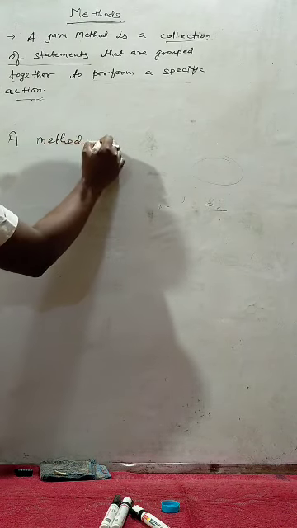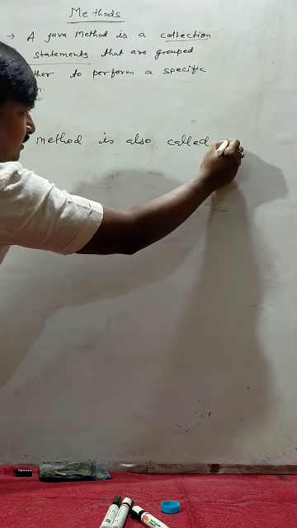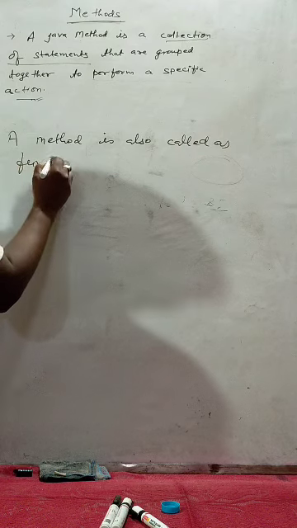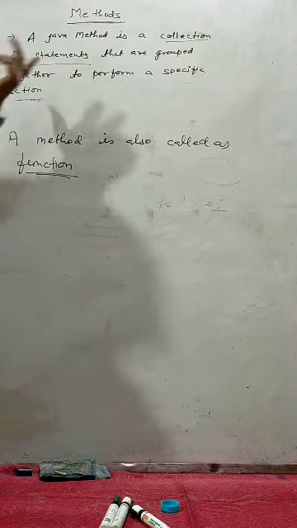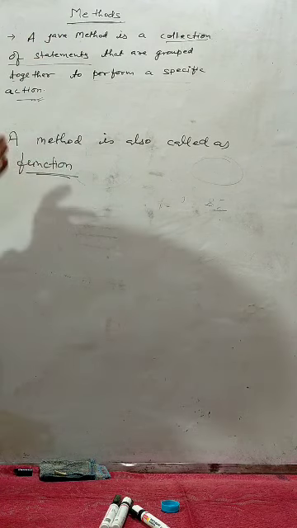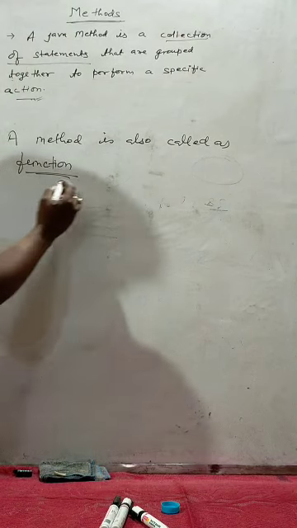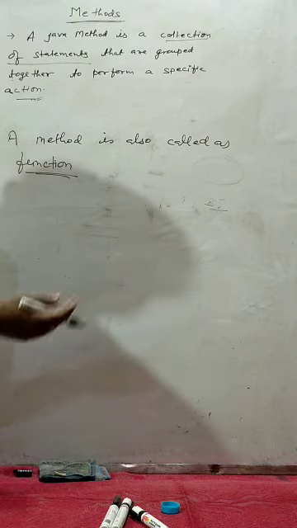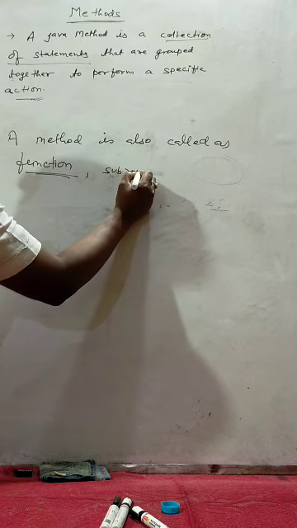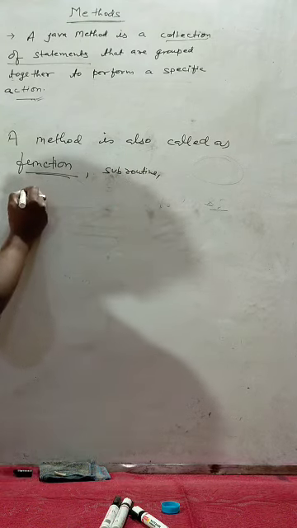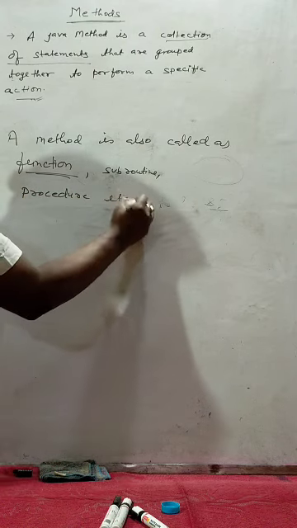A method is also called a function. So sometimes we will call it method, sometimes function, but it is clear that both are the name of the same thing. Function, or in some other programming languages it is also called subroutine, procedure, etc.